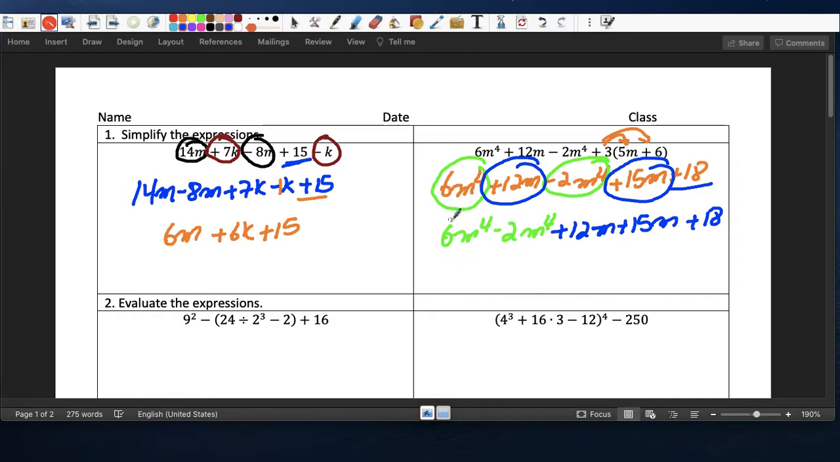So now I can add 6m4 minus 2m4. I can subtract these, right? So I get 4m4. 12m plus 15m is 27m plus 18.